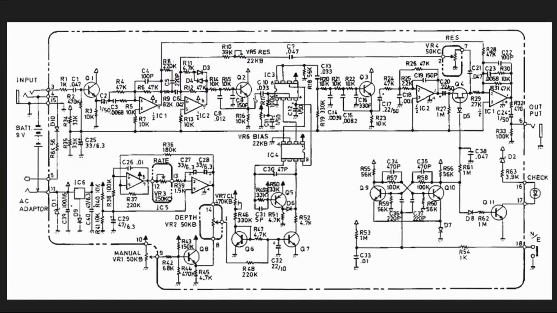Once we go through our anti-aliasing filter, we have a DC blocking capacitor. And then we come to the input of the BBD, but you'll see that we have this VR6 bias. That's this potentiometer right here. And what this potentiometer does is this allows us to bias the input into the BBD so that we have an even swing of our signal going positive and negative.